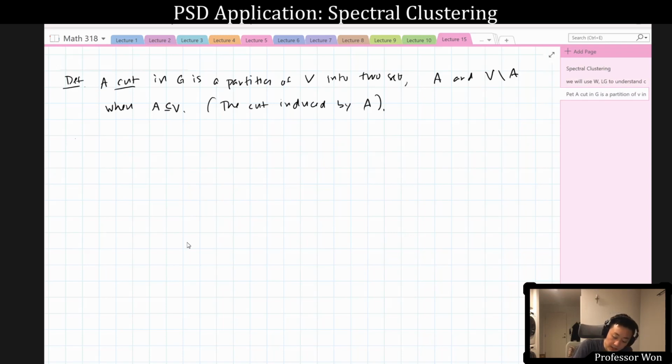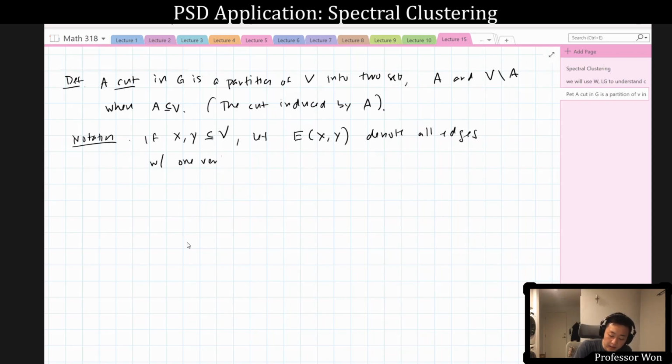So here's some notation. If X and Y are sets of vertices, we'll let E sub XY denote all edges with one vertex in X and one vertex in Y. Okay, this notation is suggestive. It's saying the edges from X to Y. It's all the edges that go from X to Y, or from Y to X, right? It's symmetric in edges.